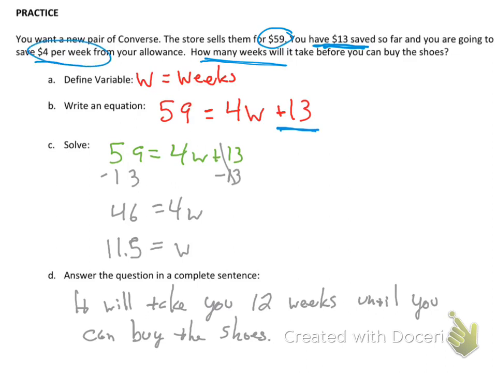So if you have 1 week, you've saved $4. If you have 2 weeks, you've saved a total of $8. If you have 10 weeks, you've saved a total of $40. So that's why it's 4 times W there. Okay, so we solve that. We get an answer of 11.5. So interpreting that, you can't take 11.5 weeks. All right, if you look down at 11 weeks, well, that's not going to be enough time for you to be able to afford them. So you got to round that up. It's going to take you 12 weeks until you can buy those shoes.